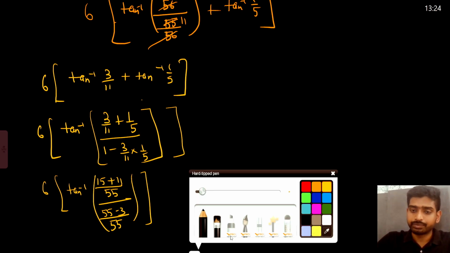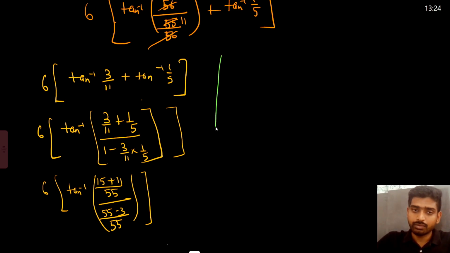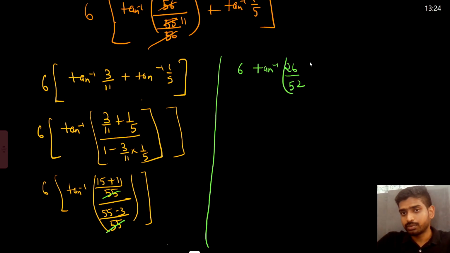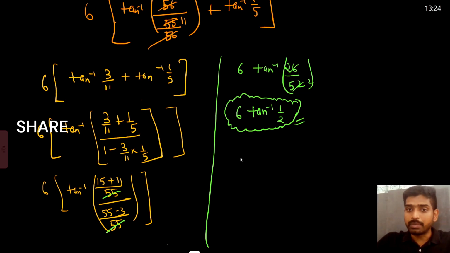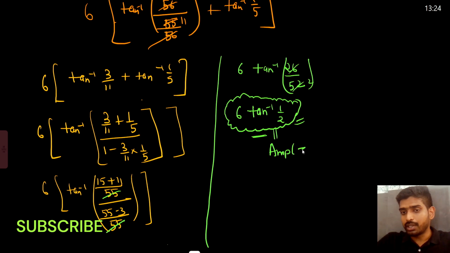Now next, this is 55, and 55 I can cancel. 15 plus 11 is, sorry, 26. So here I'll get 6 times tan inverse of 26 upon 52, since 55 minus 3 is 52. 26 2 times is 52. So here we'll get our answer as 6 tan inverse 1 by 2. Tan inverse 1 by 2 is not a standard angle, so we'll keep our answer like this only. So 6 tan inverse 1 by 2 is the amplitude of this complex number z.